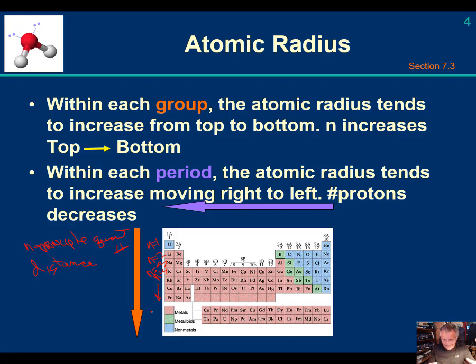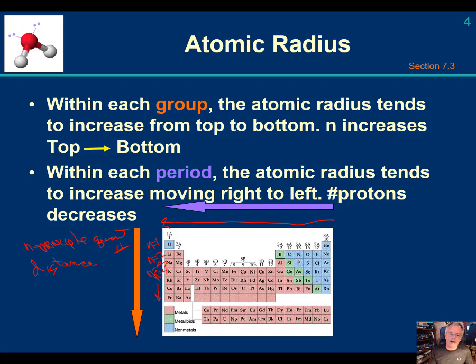So as you go down the periodic table, the electrons are getting further away from the nucleus. And that distance away from the nucleus, guys, that is telling us how big the atom is. So the further away the electrons are from the nucleus, the bigger the atom is getting. So as you go down the periodic table, atoms are getting bigger. Okay? Within each period, the atomic radius tends to increase, moving from this direction to this direction.